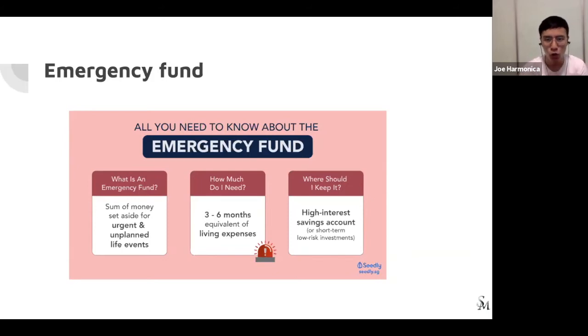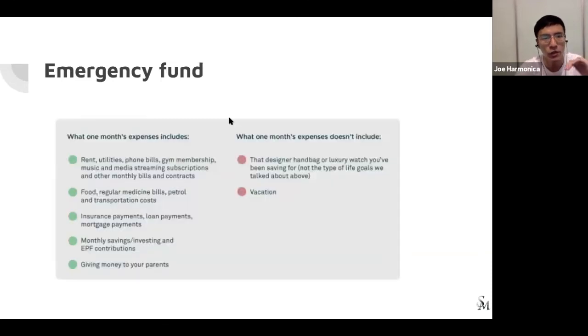Okay, so where should you keep this emergency fund? You can keep it in a savings account paying a relatively high interest compared to a normal savings account. Or you can put it in a short-term, low-risk investment as well. Okay, these are some guides for you on the emergency fund.